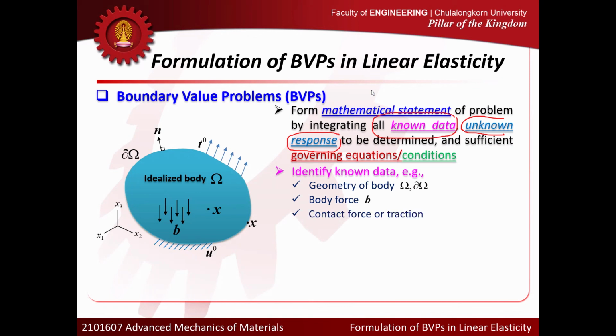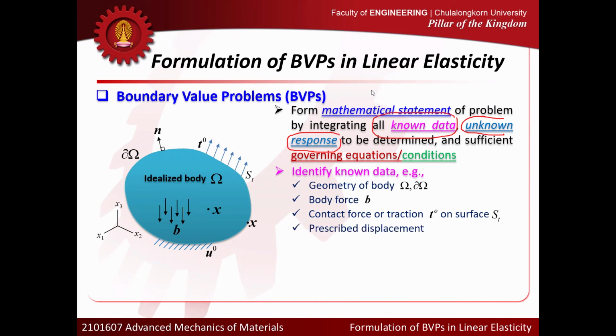We need to know the contact force or the traction at some particular point on the boundary. So here I use the symbol T0. T0 here is the prescribed or known traction on the boundary. Let's say that we know that traction on some part of the boundary. I call the surface ST. So ST here is the part of the boundary where we know the traction, okay?